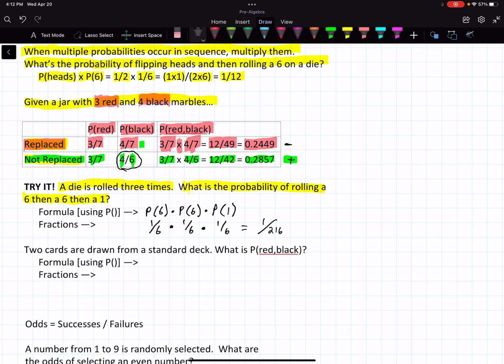All right, let's do another example. 2 cards are drawn at random from a standard deck. What is the probability of drawing red, then black? Well, if I was to write this out, I'd say the probability of red times the probability of black.